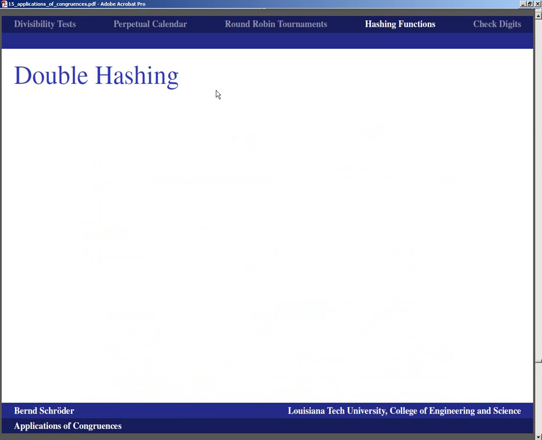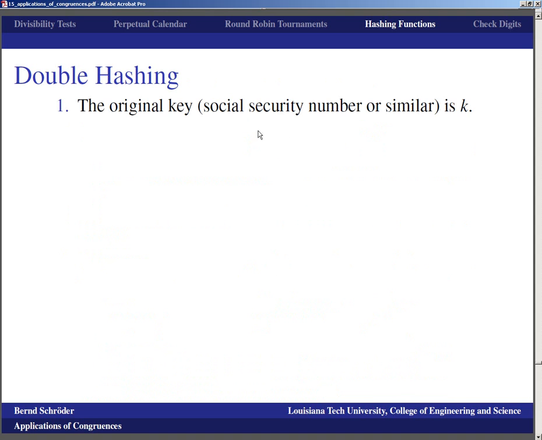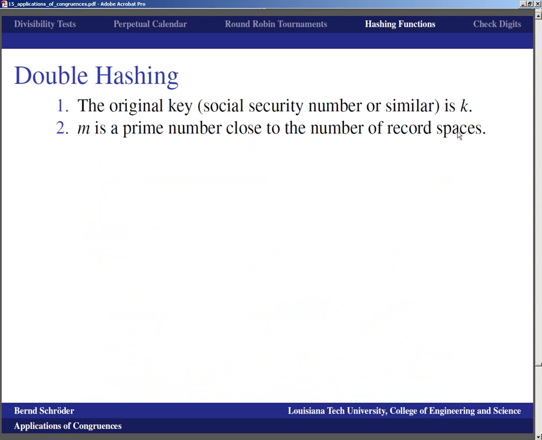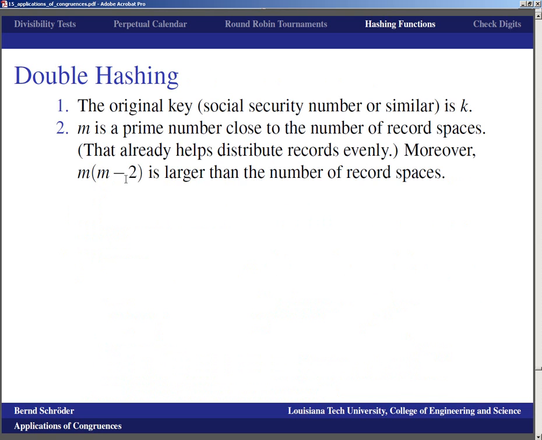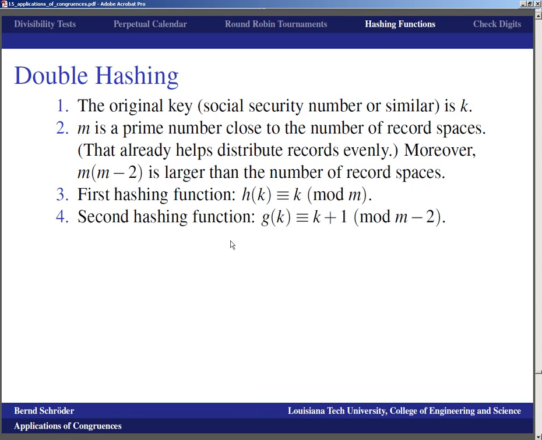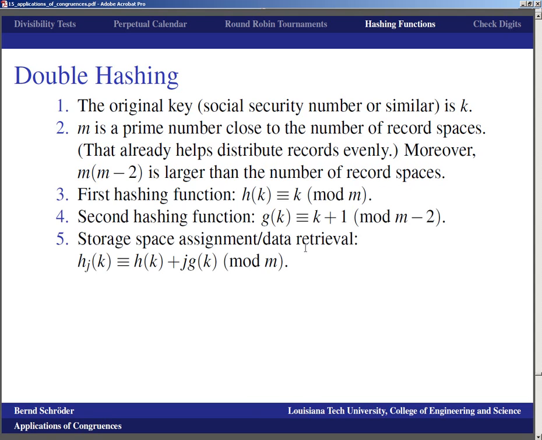Okay, so how does hashing then turn into something like double hashing? You take the original key, and that would be a social security number or similar, and that is k, and m is a prime number close to the number of record spaces, which already helps distribute the records evenly, and m times m minus 2 is larger than the number of record spaces. Your first hashing function then is h of k equals k modulo m. Your second hashing function is g of k being k plus 1 modulo m minus 2. And your storage space assignment is that h_j of k is h of k plus j times g of k modulo m.